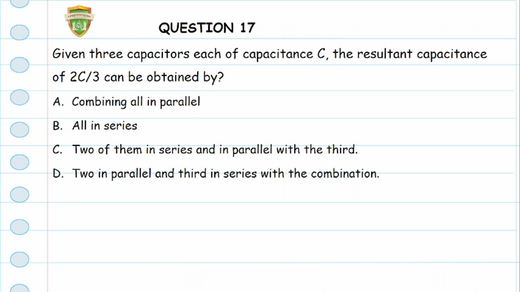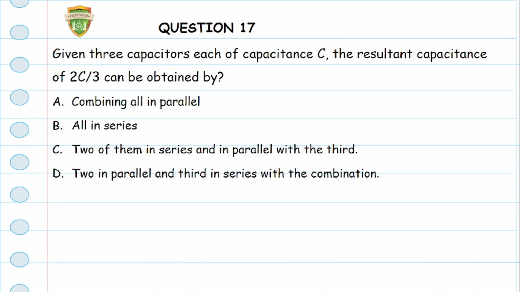Now, B, all in series. If you do all of them in series, to get our answer it will be 1 over C plus 1 over C plus 1 over C. When you find the LCM, that becomes 3 over C. And then when you find the reciprocal of that, that will be C over 3. That's not what we're looking for. We're trying to get 2C over 3.